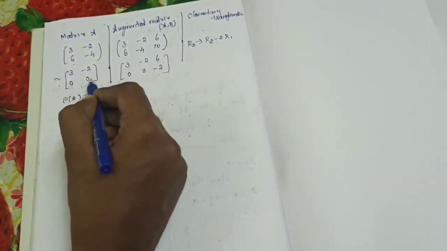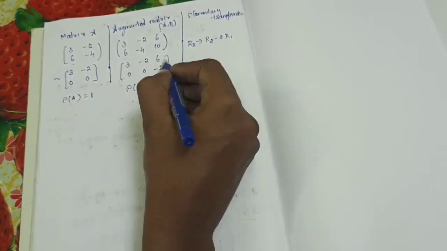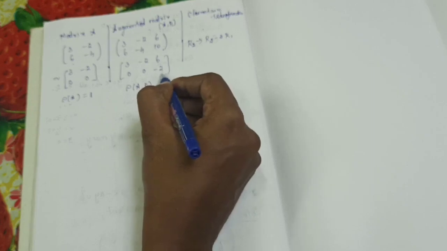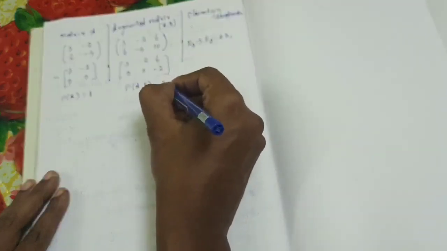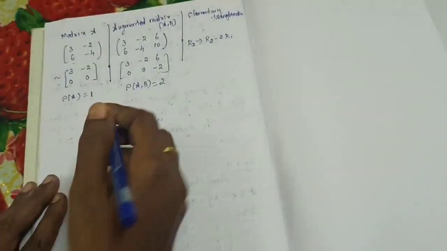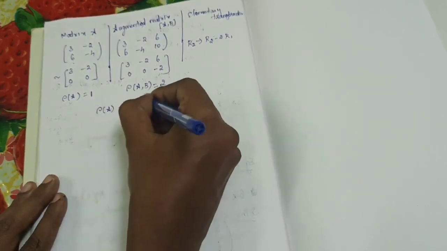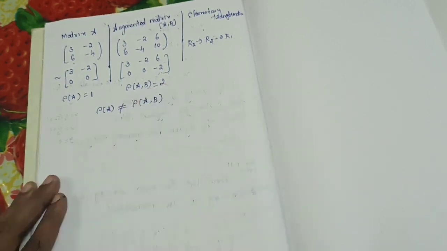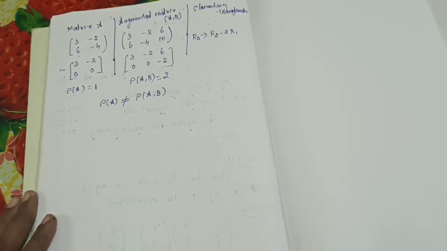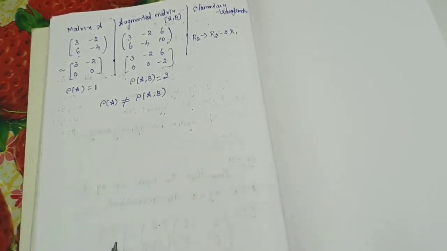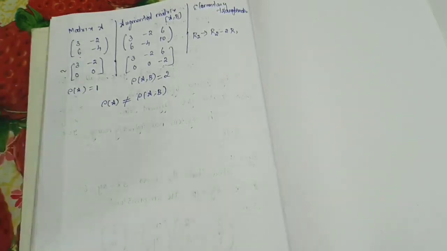Is it right? Okay. So rank of A is equal to how much? How many non-zero rows are there? Only one. Yes. Then rank of A comma B: now how many non-zero rows are there? This is also a non-zero entry. Am I right? So this is equal to 2. Now see here, rank of A is not equal to rank of A comma B. Understand? Both are not equal.